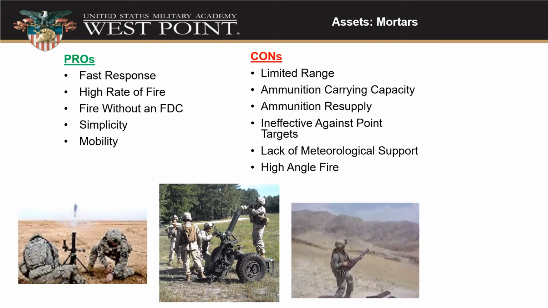Cons are they have limited range. These are not long-range artillery assets. We are also limited in how much ammunition we can carry and how we resupply that, because it's generally infantry soldiers having to move things around. And because they're just a small unit asset in the infantry community, we don't have a lot of support from MET data, so it's basically weather data.